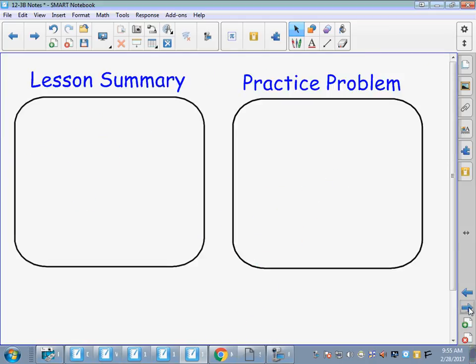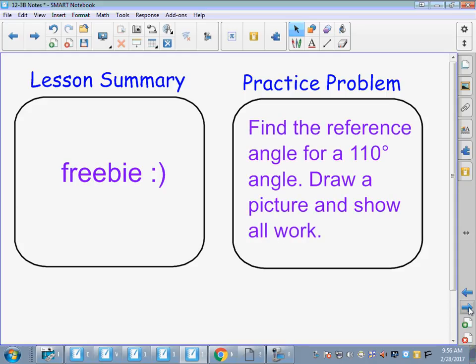So for your lesson summary, somewhere in here, I think it's a freebie, find the reference angle for a 110-degree angle, draw a picture, and show all your work. Good luck.